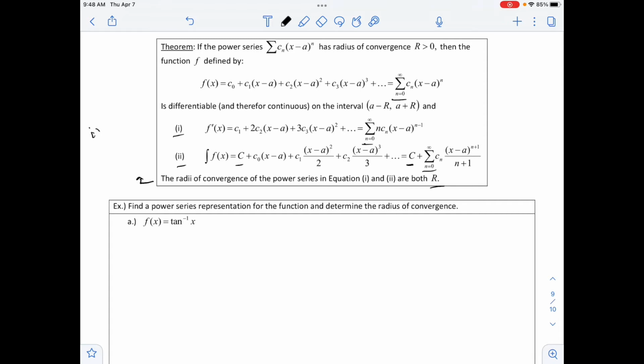So 1 and 2 don't necessarily have the same interval of convergence.